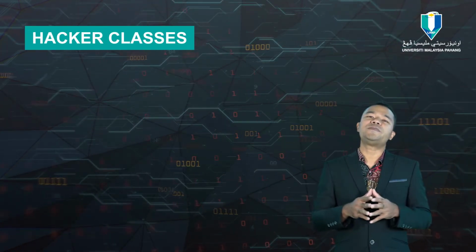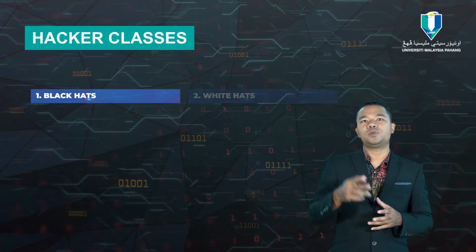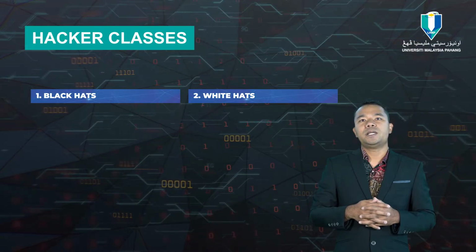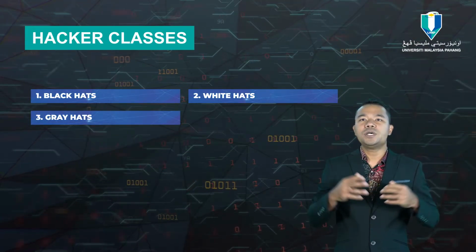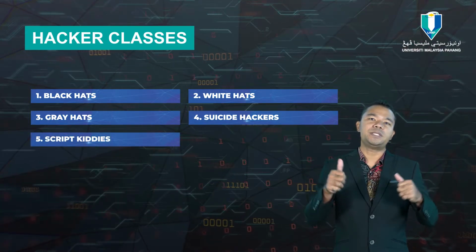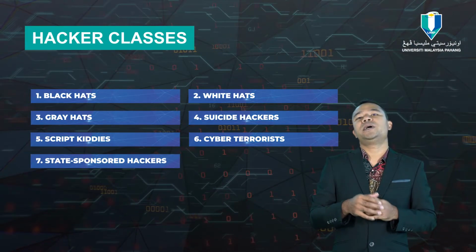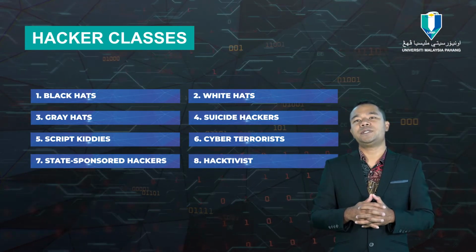Hacker classes. There are several classes of hacker. Number 1, black hat. Number 2, white hat. Number 3, grey hat. Number 4, suicide hat. Number 5, script kiddies. Number 6, cyber terrorist. Number 7, state sponsored hacker. And lastly, we have hacktivists.